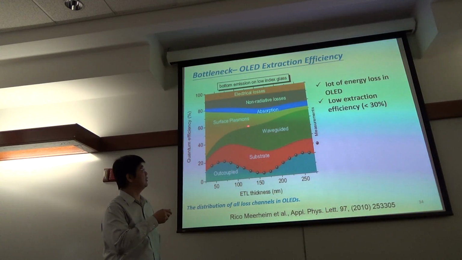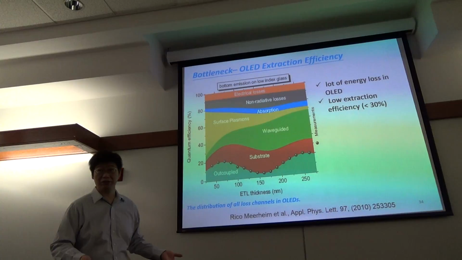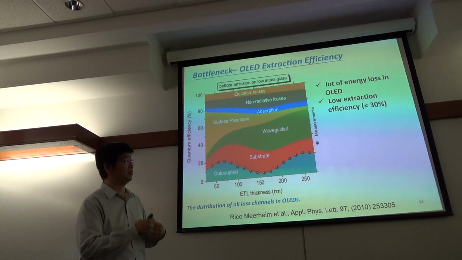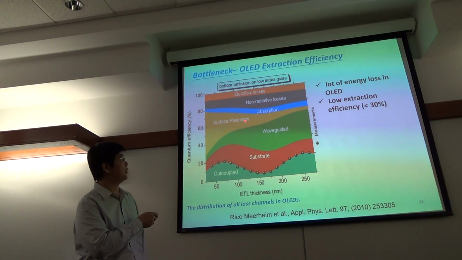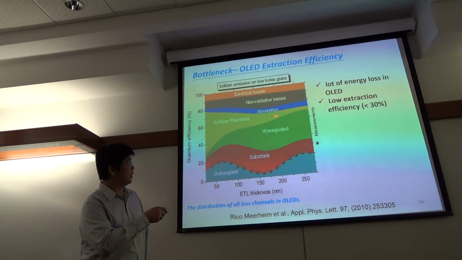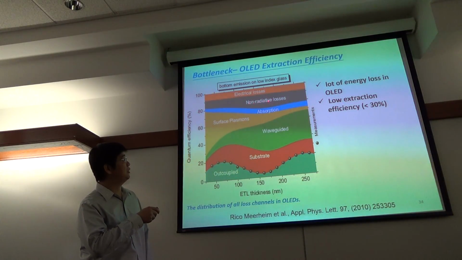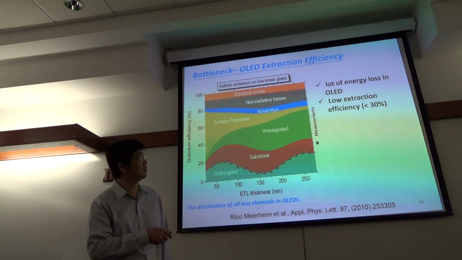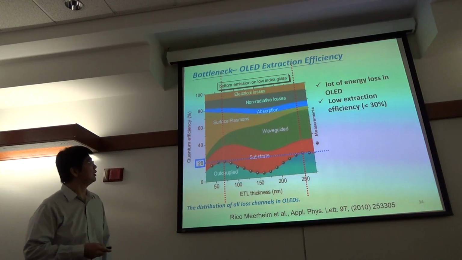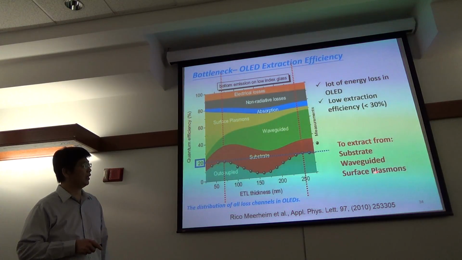And there are also some surface plasmons, because the organic material thickness is only 100 to 200 nanometers, so your emission dipole is very close to your electrodes, especially the metals, so there are very strong surface plasmons. But if you increase the thickness of your organic layer, then the plasmon contribution will decrease. There are also some absorption from materials, non-radiative loss or electrical loss. So the extraction efficiency is typically pretty low. What we want to address is the substrate mode, waveguide mode, and surface plasmon mode.